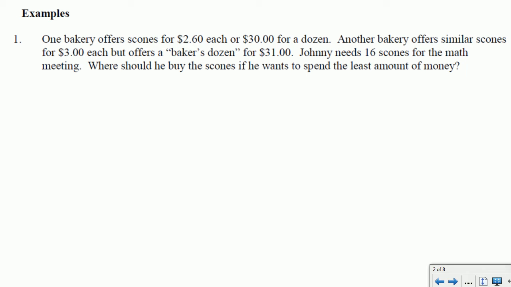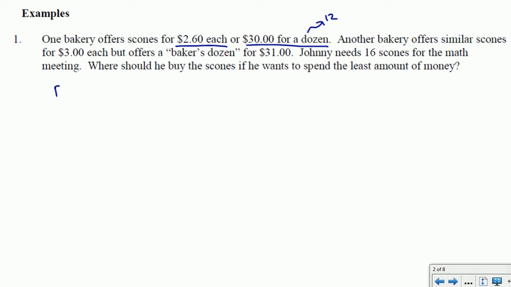So looking at this first bakery that sells scones for $2.60 each, or $30 for a dozen. Dozen, by the way, is 12. If you were to buy 12 scones individually, that would cost $31.20. So there's a bit of a bulk rate discount at this bakery, as well as the other one.